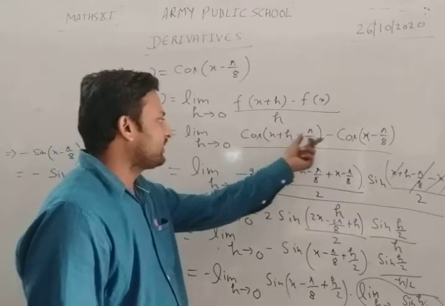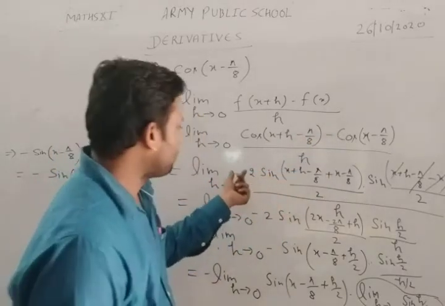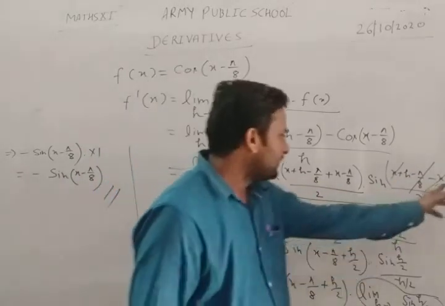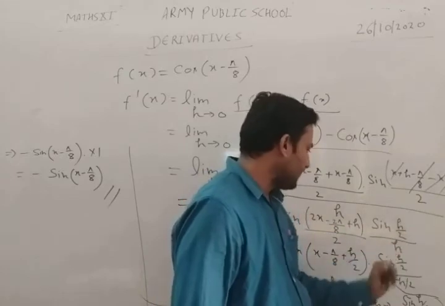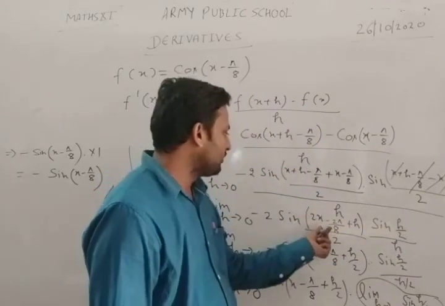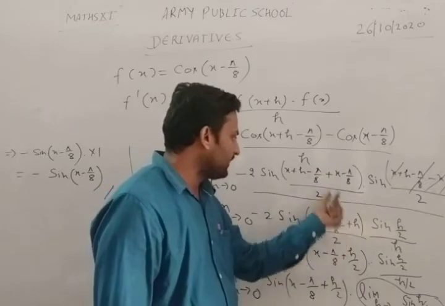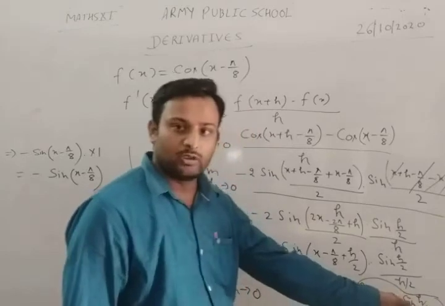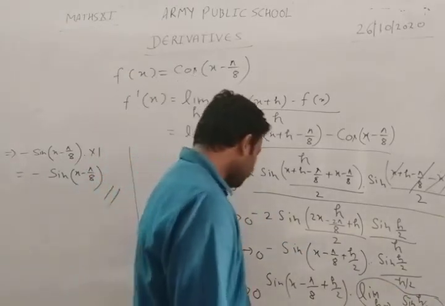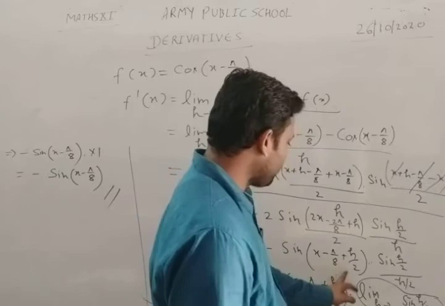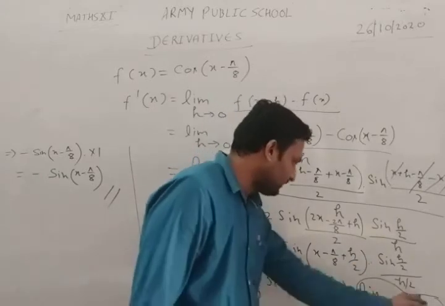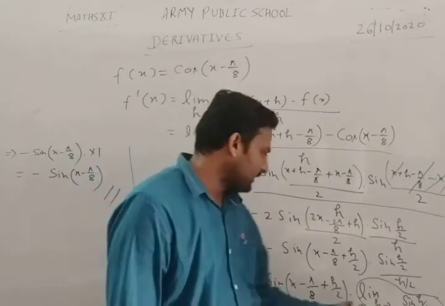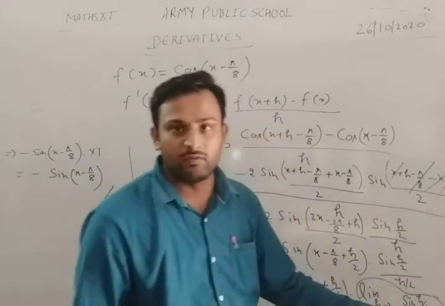Now we apply cos c minus cos d. The formula is minus 2 sin c plus d by 2 into sin c minus d by 2. After cancellation we get sin h by 2, and this is h. Now here x and x, 2x, pi and pi, 2 pi by 8, h is h. Now this 2 is sent to the denominator of h. We get minus sin x minus pi by 8 plus h by 2 into sin h by 2 divided by sin h by 2. So we apply again the limit with both functions. We get this value is equal to 1.